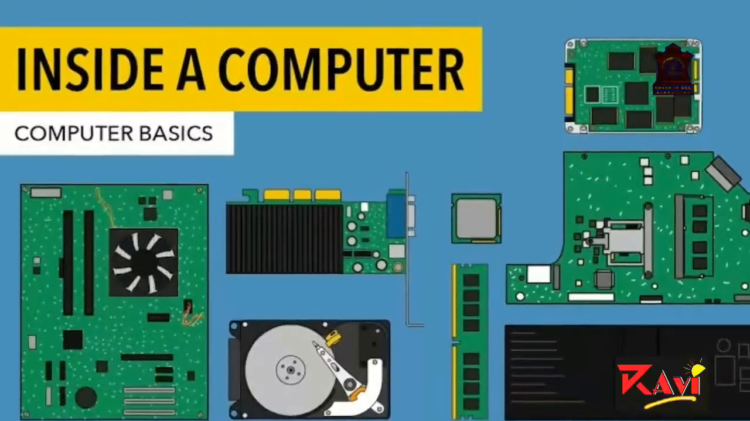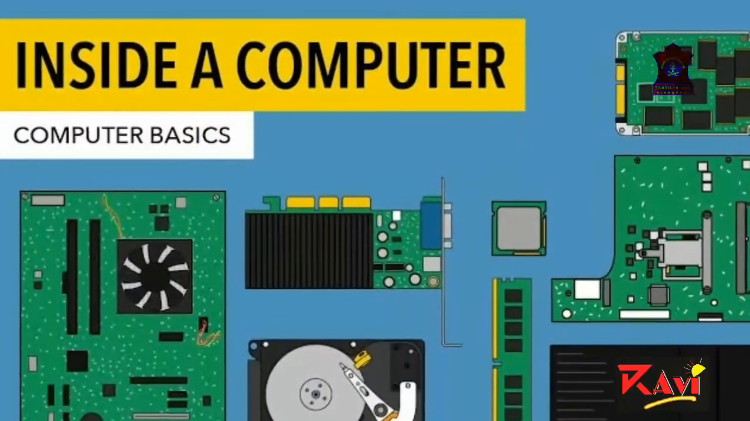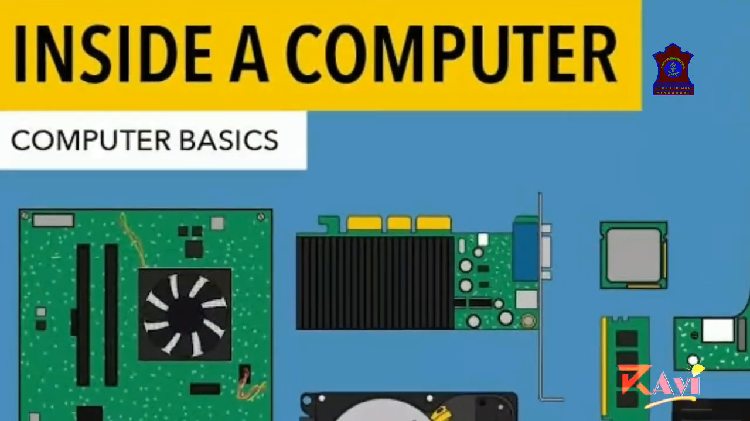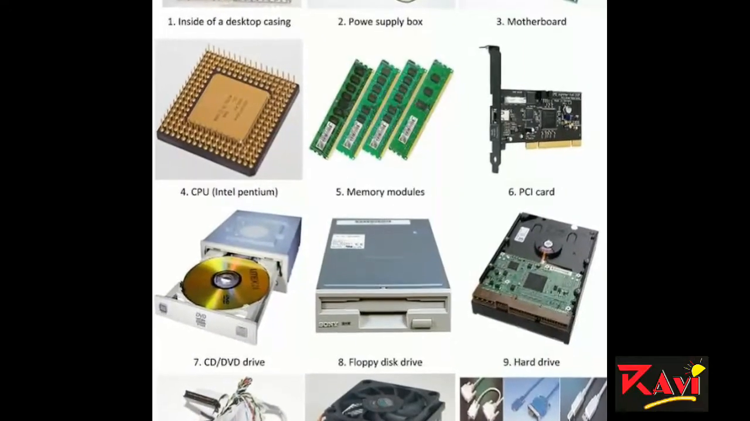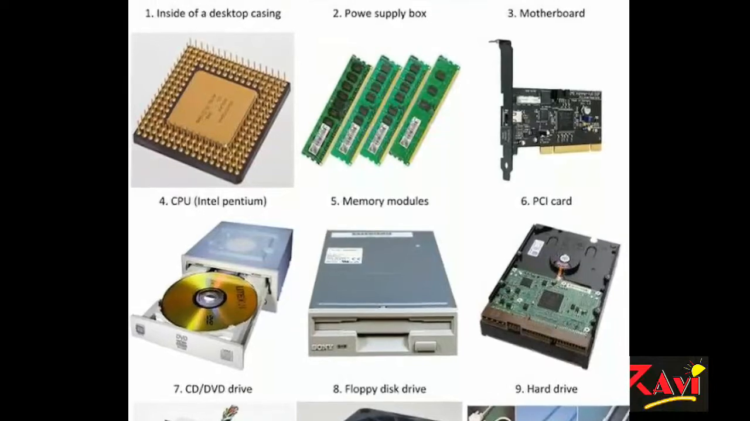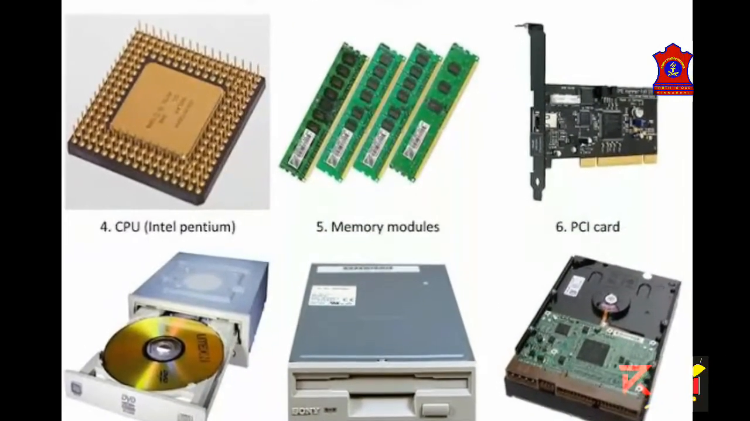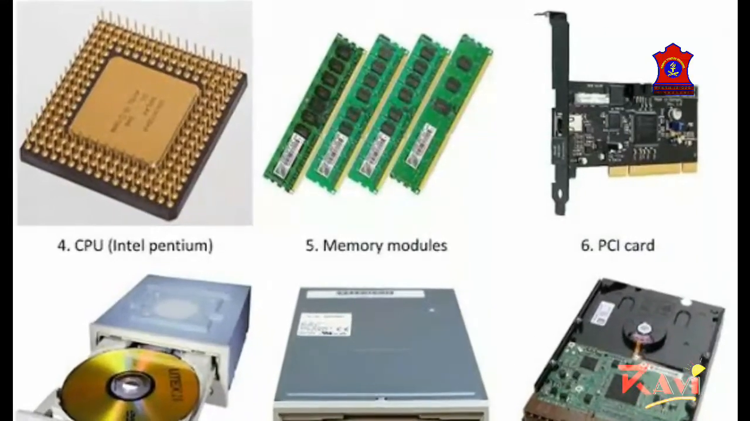Now, the components inside the system unit. It includes motherboard, CPU, RAM, disk drive, and power supply. So let's learn about these one by one.